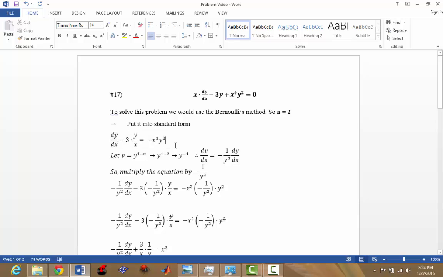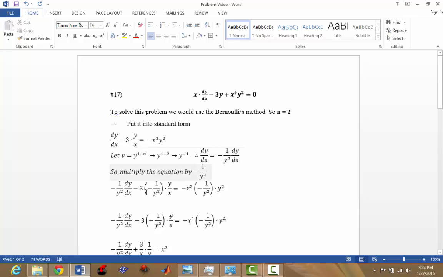Once you have put it into the standard form, we'll substitute v equals y to the 1 minus n, which is a part of using Bernoulli's. So when we do this, simply substitute the value for n, and you would be left with y to the minus 1. Then you would have to take the derivative of this, and when you differentiate it, you would be left with y to the minus second, or you can write that as 1 over y squared, and because of the negative, there would be a negative in front. And of course, this is with respect to y over x.